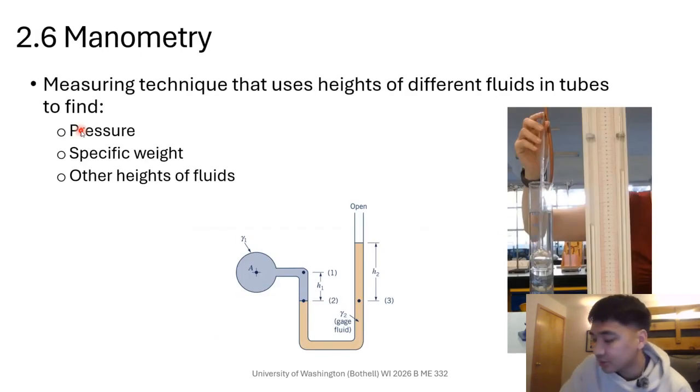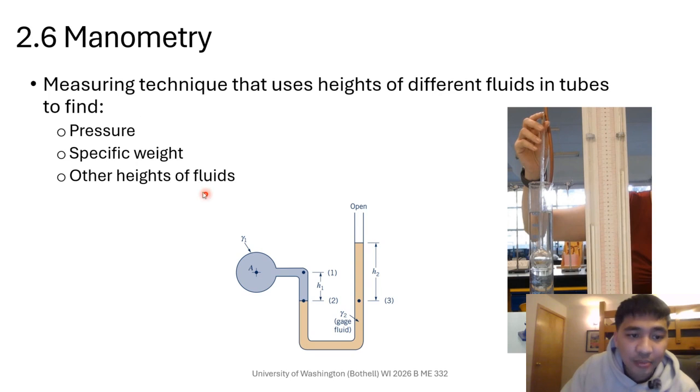Okay, manometry. Manometry is essentially a measuring technique that uses heights of different fluids in tubes to find pressures, specific weights, and other heights of fluids. We're going to go through this example, but usually you have two different kinds of fluids. You have your point A here, and then this blue fluid, shown by the specific weight gamma 1. Then you have gamma 2, a second fluid, and you have these heights, and it's open here to the atmosphere. We're going to go through how this works.